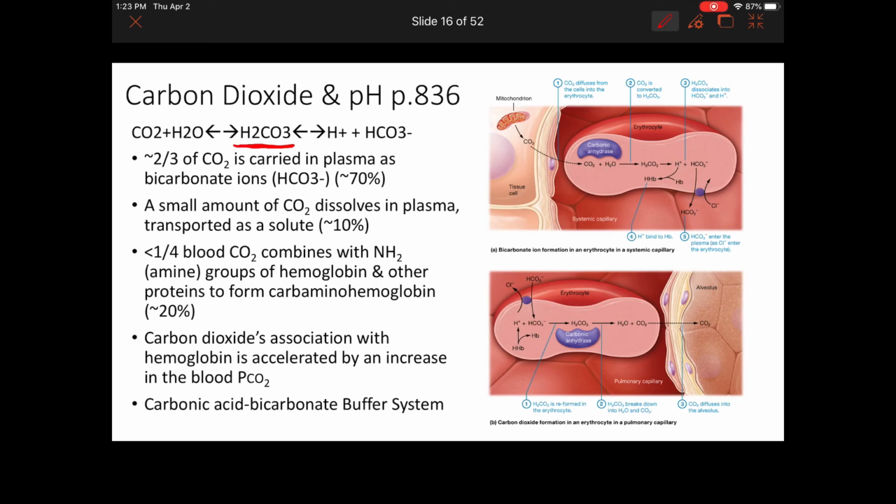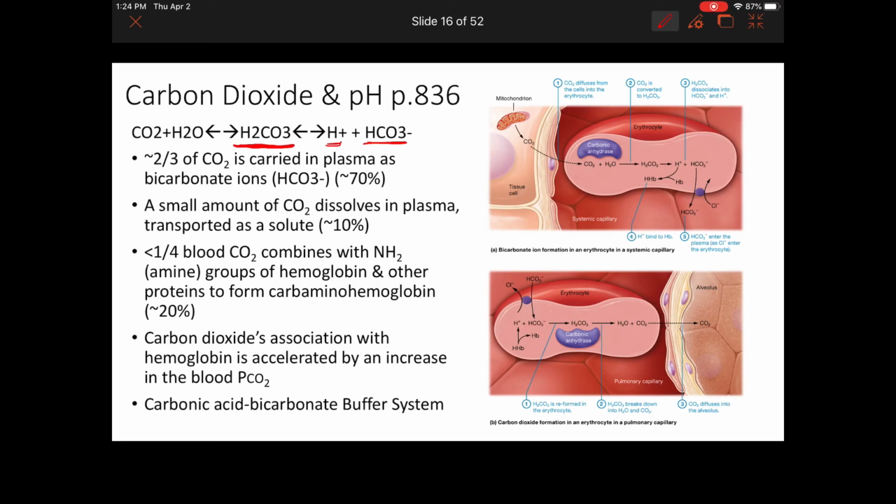Carbonic acid can dissociate into hydrogen ion and bicarbonate ion complex. And this is a very important reaction because this particular reaction determines the pH of our blood and body fluids. It's not the only one, but it's a very important one.